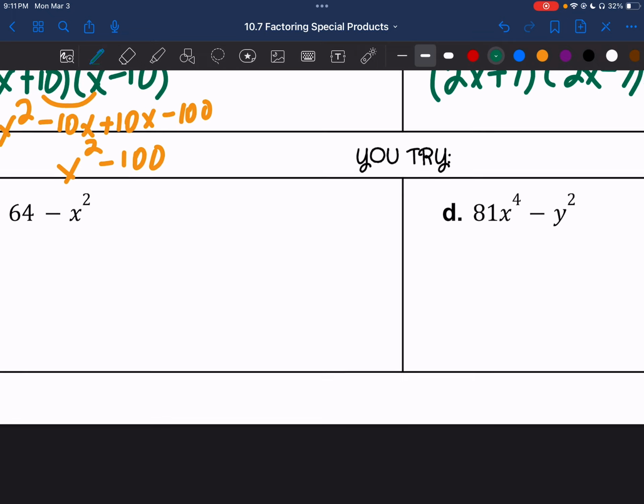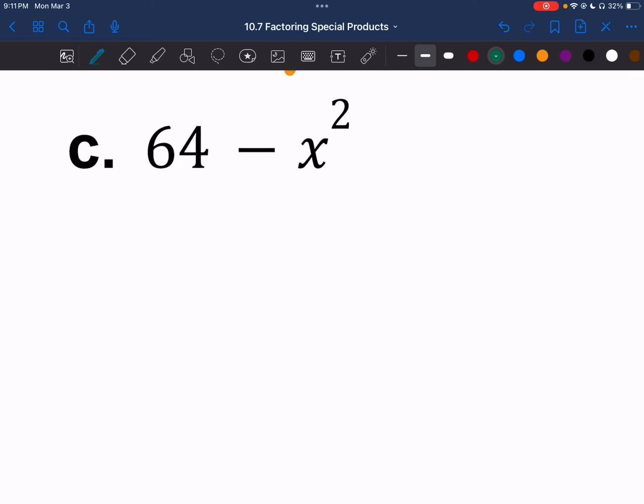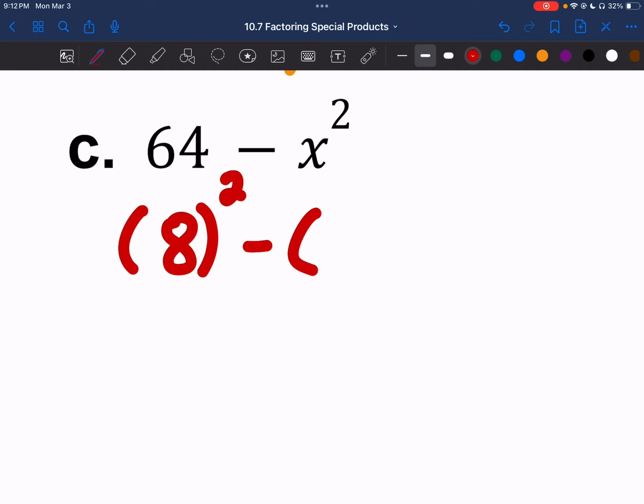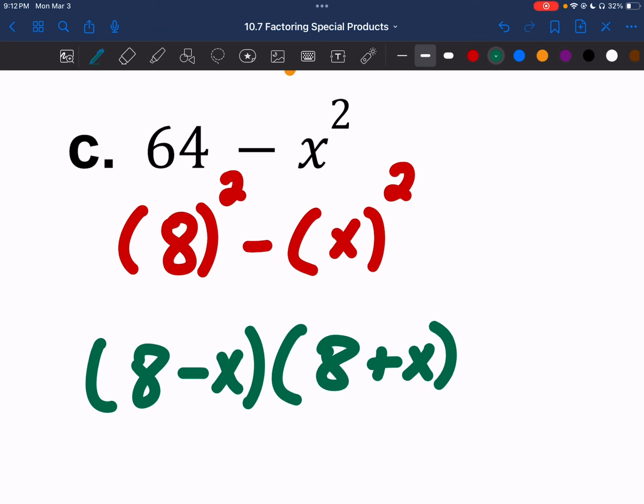All right, letters C and D are your tries. Go ahead and do them on your own now. All right, so letter C, we've got 64 minus x squared. So 64 is a perfect square, 8 squared. And minus x squared, that's x to the power of 2. Now we rewrite it as 8 minus x, 8 plus x. There you go. I did it backwards this time.